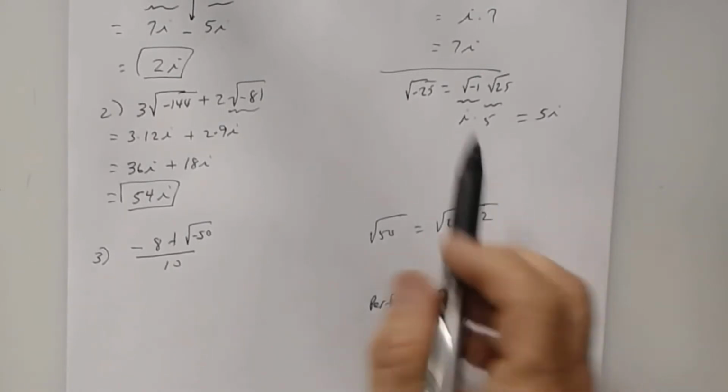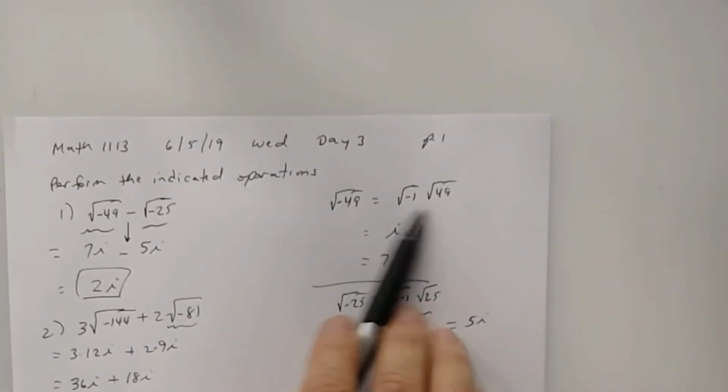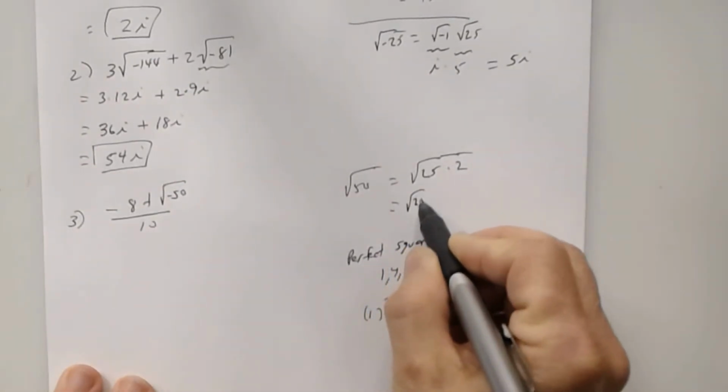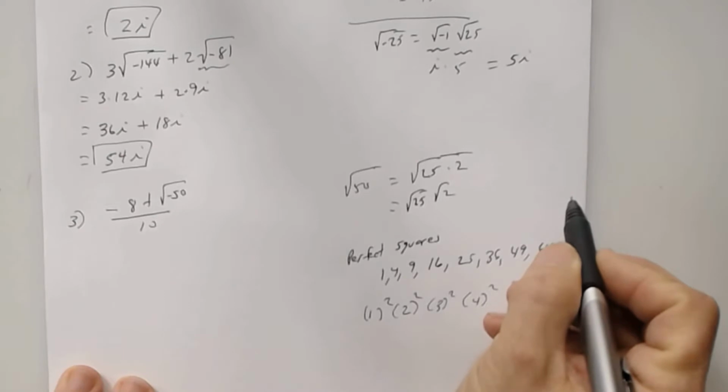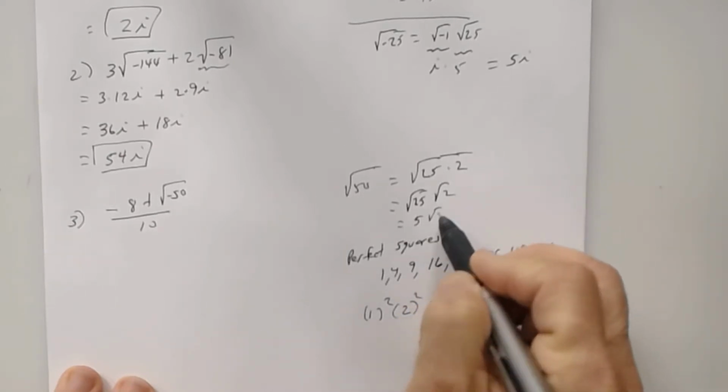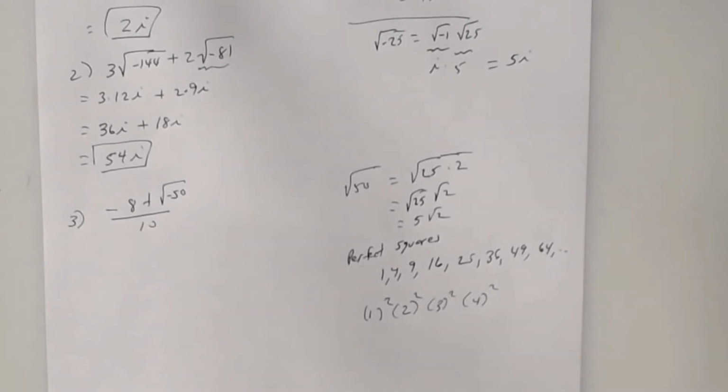And then you wrote, see how I wrote this right here to get this? The same thing here. So you're going to say this is square root of 25 times the square root of 2. And what's the square root of 25? 5. So you get 5 square root of 2. So that's what the square root of 50 is. Square root of 50 is 5 square root of 2. Okay? But I wasn't interested in the square root of 50. I was interested in what? Negative. Square root of negative 50.